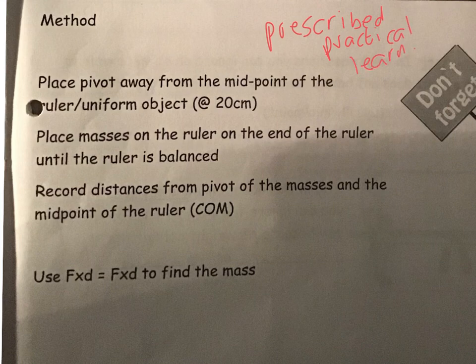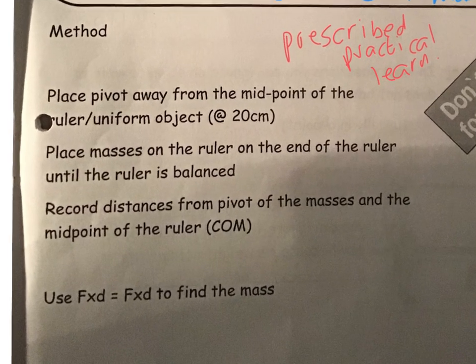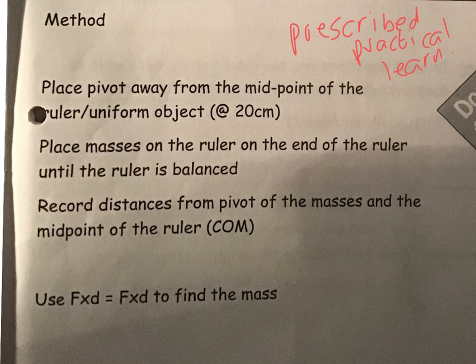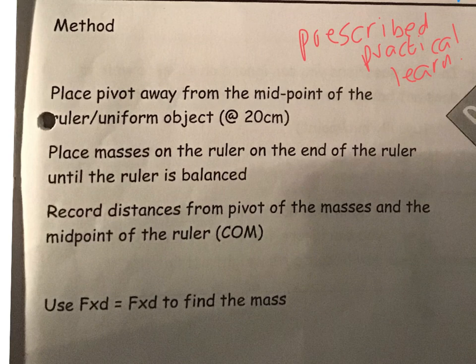Okay, so we need to place the pivot away from the midpoint of the ruler, or the uniform object, a plank of wood or whatever, say at 20 centimetres. So that's point 1. Then we need to place the masses on the ruler, on the end of the ruler, until the ruler is balanced. You keep on slotting and adding 10 grams at a time or 100 grams at a time until you get this meter stick balanced. Once you've done that, at point 3, you record the distances from the pivot of the mass and the midpoint of the ruler.